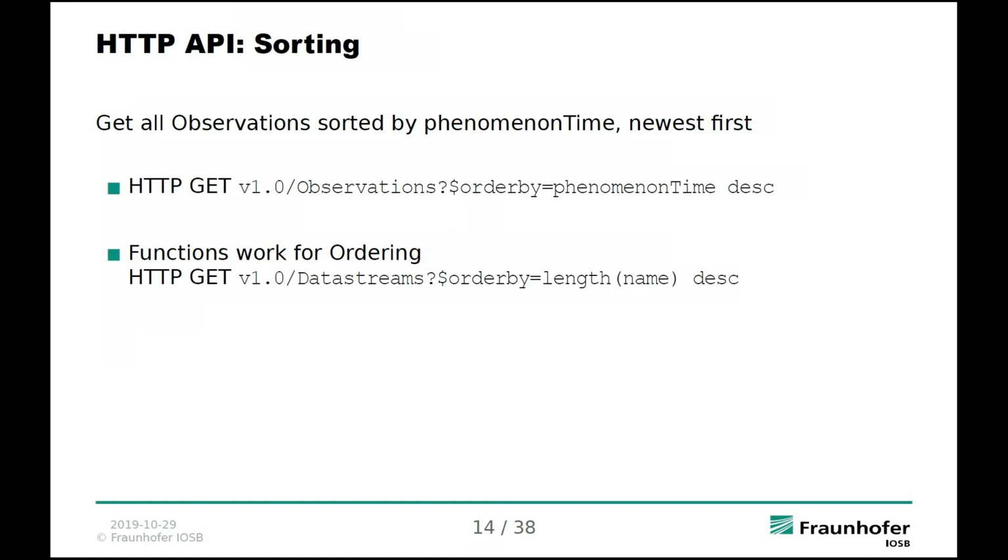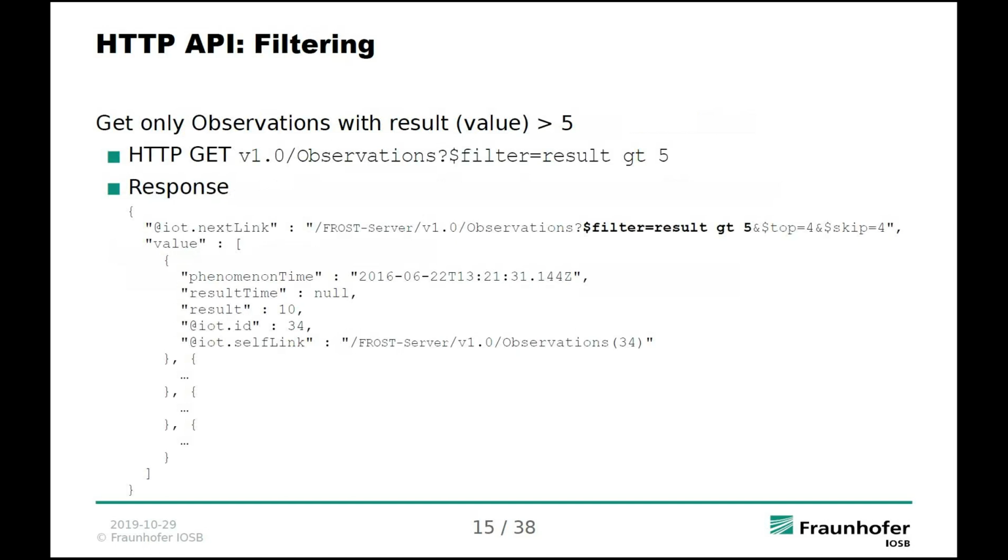And the next link, if I follow it, I will get the next set of results. Of course, you can do sorting. The command for that is called order by. You can say ascending, descending. And you can also use functions on properties. So you can order by, for example, the length of a property. And you can do filtering. For example, filter observations with a result greater than 5.